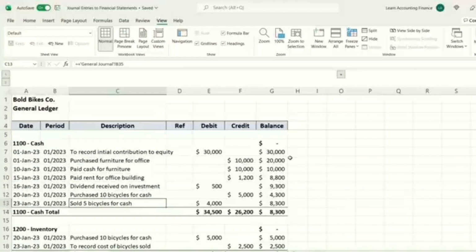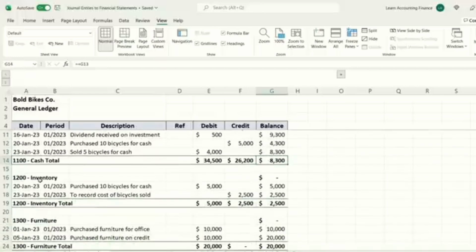So how is the final balance calculated? As we are looking at an example of a company that just started brand new, at the start of the month on the 1st of January, before any transaction took place, the balance in the cash account was 0. The first entry increased the balance to 30,000. The second entry, which was a payment, reduced the balance by 10,000 to 20,000. And similarly, all the way down, at the end of the month the balance is $8,300.